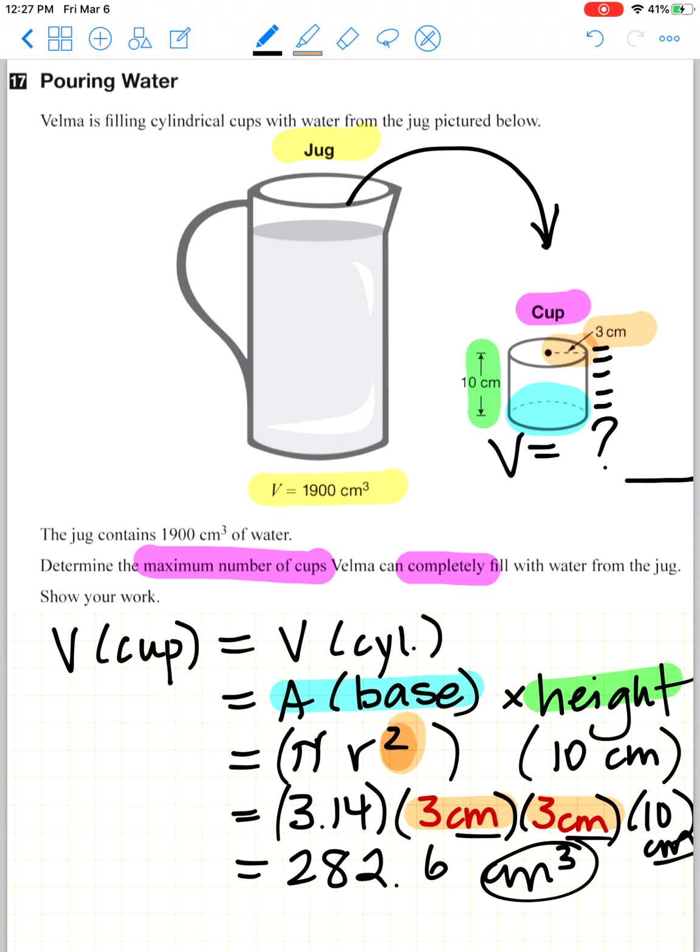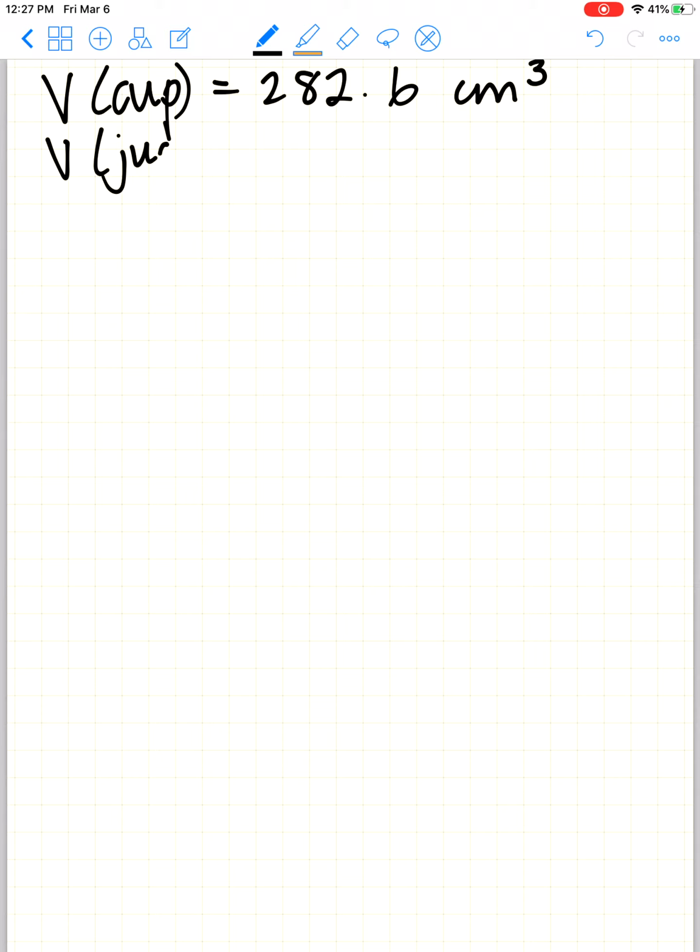So now we know the volume of the cup, 282.6. We're going to carry that forward. So the volume of the cup is 282.6 cubic centimeters. The volume of the big jug, that is several times bigger than the cup, was 1,900 cubic centimeters. So I really have to think about proportionally how much bigger the jug is than the cup.